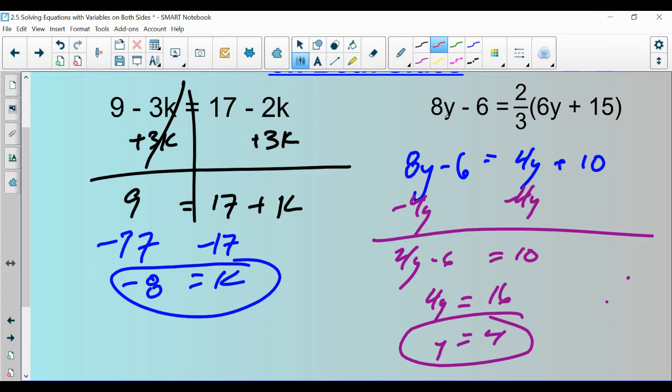If I plug in a 4 here, 8 times 4 is 32, and 32 minus 6 is 26. I should be able to do that over here as well. 6 times 4 is 24. And 24 plus 15 would be 39. And 39 times 2/3 is also 26. So that worked.